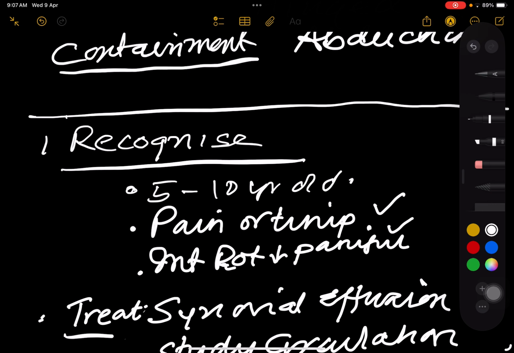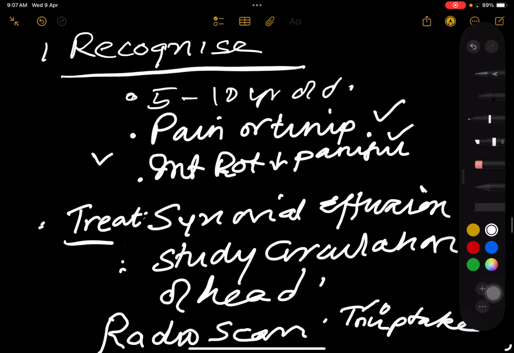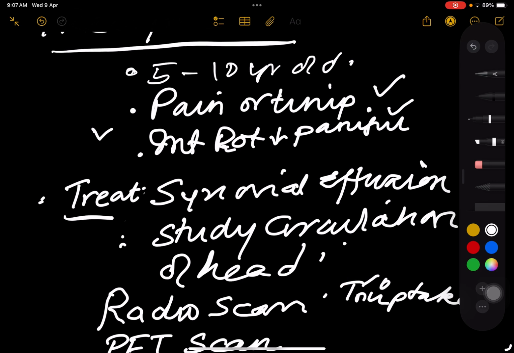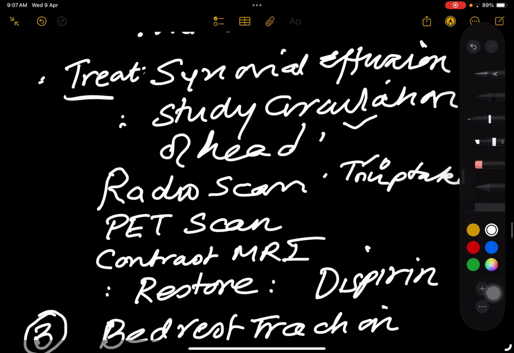Basically, one important physical sign is the roll test, where internal rotation will become painful. Now you treat the synovial effusion. The thing is, you may aspirate, subject it to TrueNat, etc., to rule out tuberculosis, and treat the effusion or decompress the effusion.